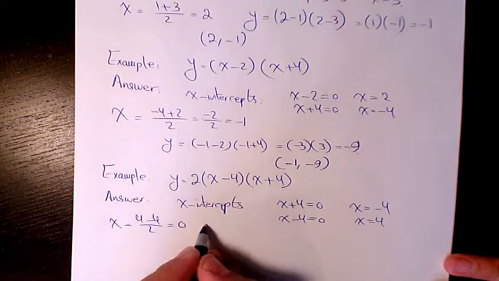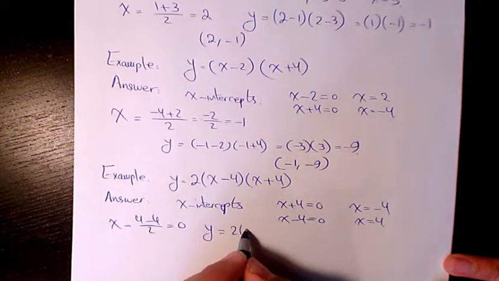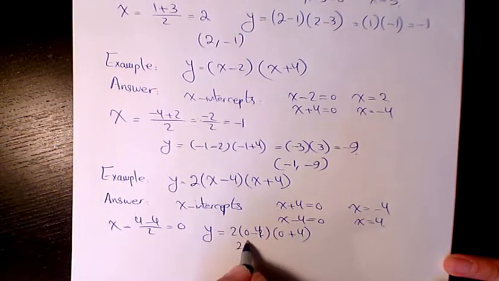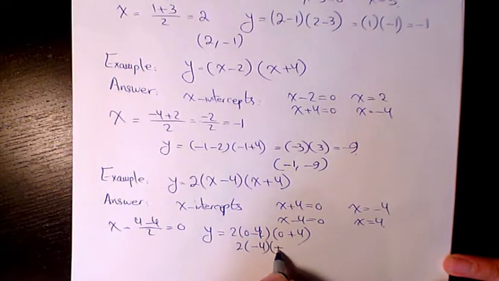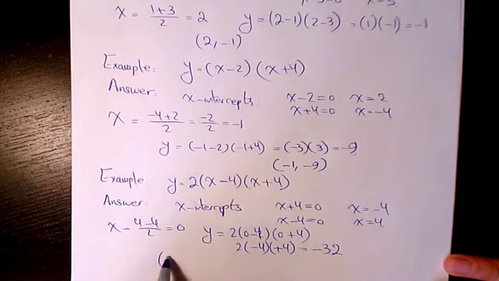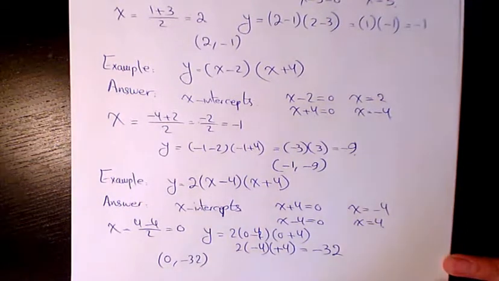So when you sub it there, it's going to be 2 times 0 minus 4 times 0 plus 4. That will make it 2 times negative 4 times positive 4. That's going to make it negative 32. So the vertex point is 0 and negative 32.